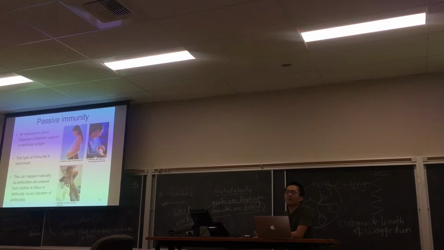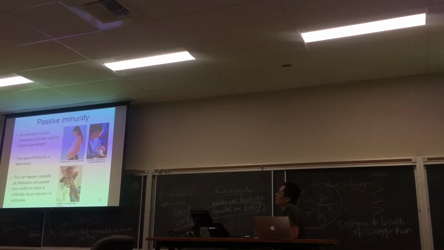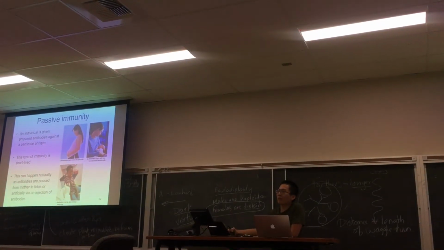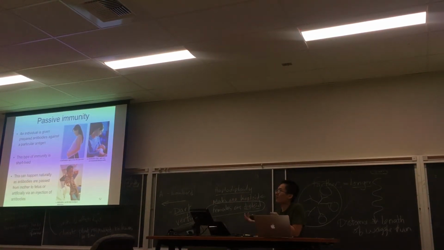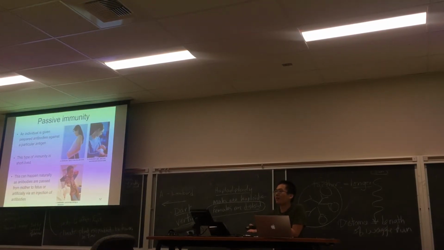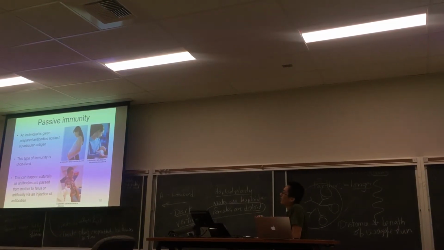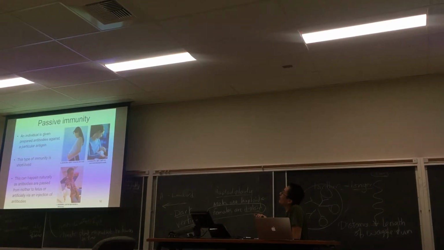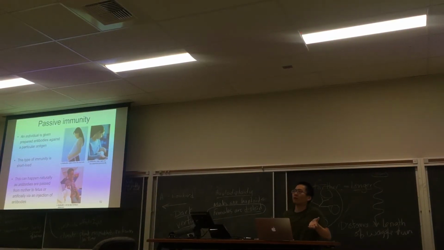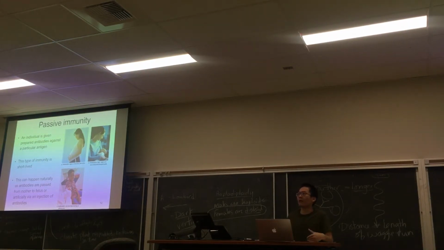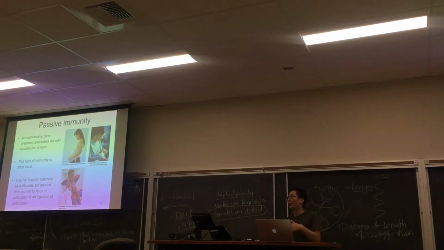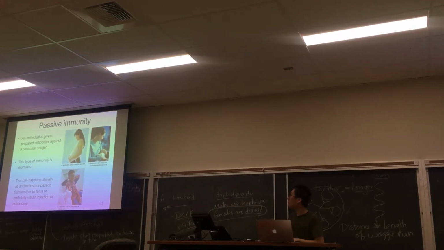So what is passive immunity? Passive just means they bypass your immune system's recognition. It is really direct: they just give you the antibody. They inject it, or you take the antibody from, for example, milk. Infants take milk from the mother and get IgA. That's a part of passive immunity, because that IgA in the infant can be used directly against exposure to the pathogen.